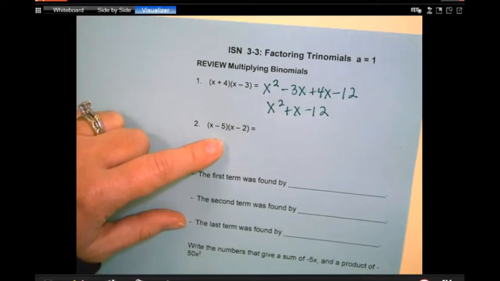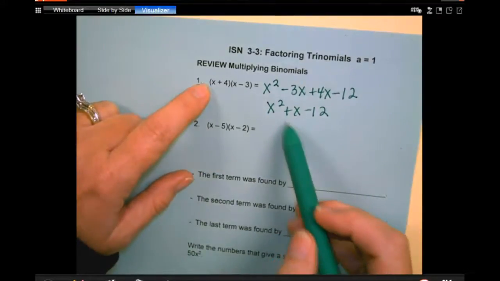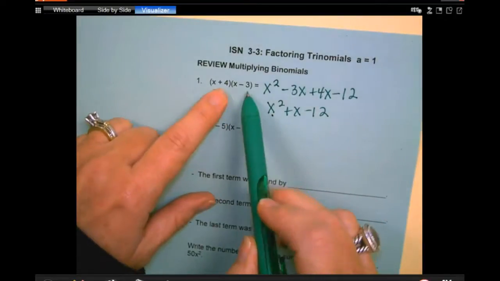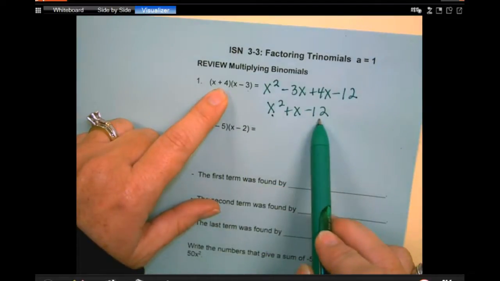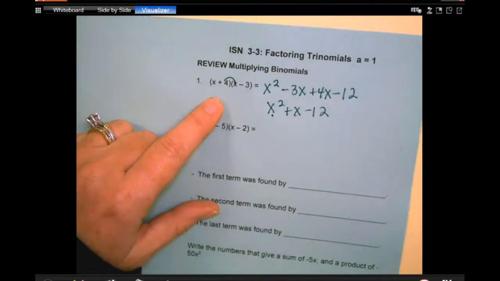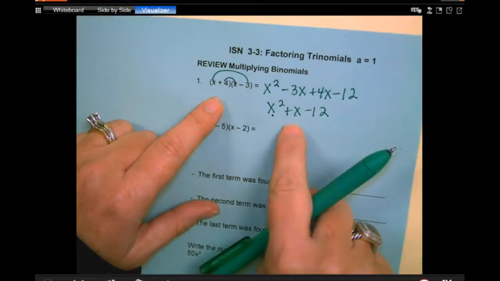So let's look at what I did. So to get from here to here, I took x times x, and that gave me the x squared. I took the 4 times the negative 3, and that gave me the negative 12. And then I did this. I took 4 times x, which was 4x, and then I subtracted 3x, so I get a positive 1x.